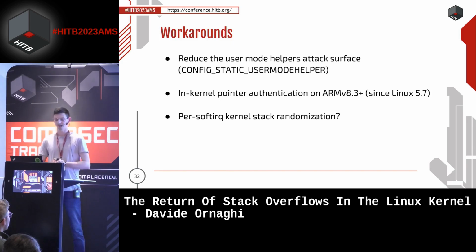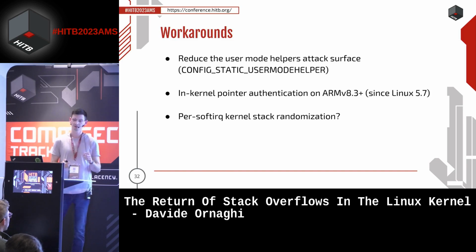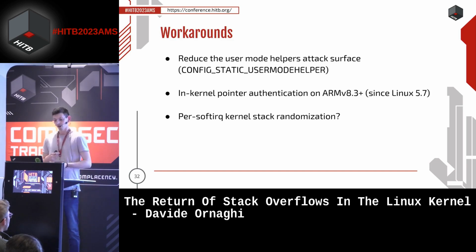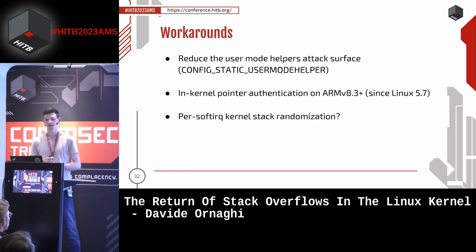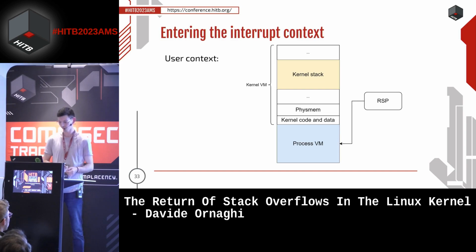We can have in-kernel pointer authentication, like the one they have on ARM v8.3, that has been merged into the mainline since Linux 5.7, and it allocates a couple of bits for the signature of each pointer, so we cannot use the ROP chain to jump to an arbitrary location because each pointer will be validated. And we might think about something more creative, like per-softirq kernel stack randomization, which is what I started working on.